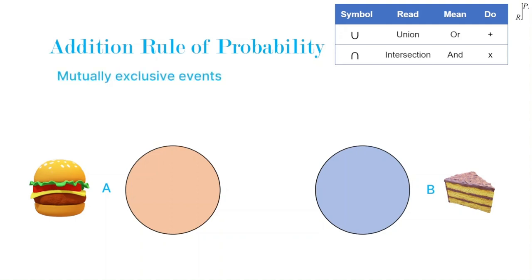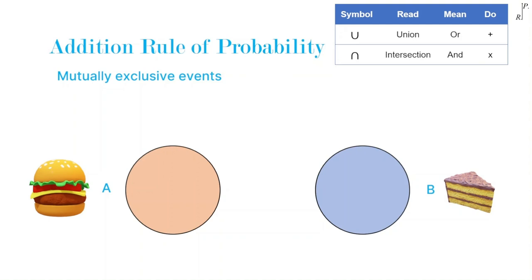Now, first we will talk about the mutually exclusive events, where the occurrence of one event precludes the occurrence of another event. So, considering that we can only order one of them, what is the probability of ordering either burger or pastry? That is, if we order burger, we will not order the pastry, and if we order pastry, we will not order burger. Here, we are talking about the probability of happening of either A or B.